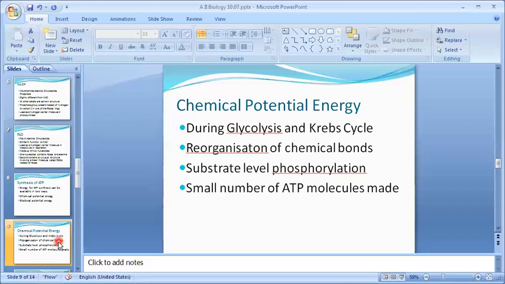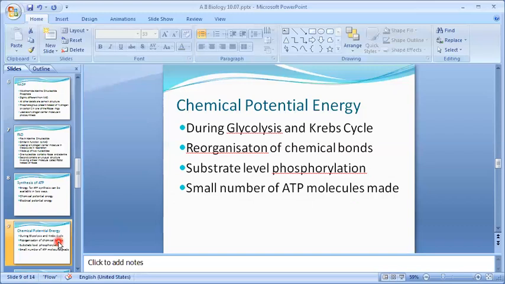Obviously in the link reaction, there is no production of ATP molecules. So no chemical potential energy there, no electrical potential energy there. When we talk about glycolysis and the Krebs cycle, no electrical potential energy is released over here. It's only chemical potential energy which is released during the process of glycolysis and the Krebs cycle.